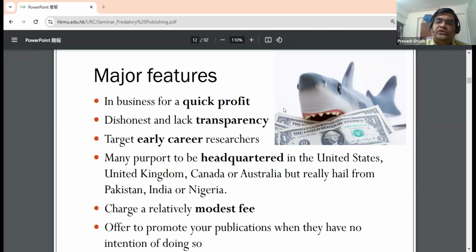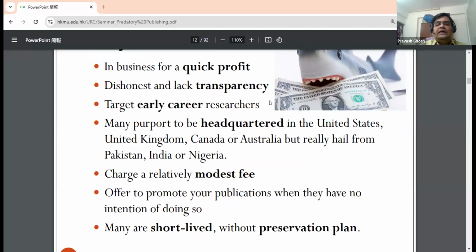Yesterday I showed you the editorial board, with 10, 12 editors whose research background and biography were also given. You have seen, right? They target early career researchers, very novice researchers who have just started with research. Everyone starts at some point of time, but they are not in a position to understand whether to publish or not to publish. Target early career researchers, very important, right?